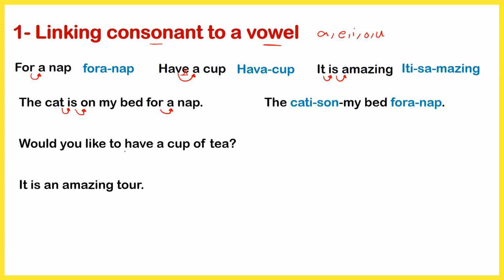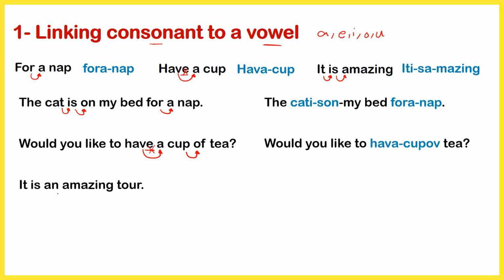Would you like to have a cup of tea? Of course E is silent, so we link V to A, and here we have P, we link it to O. So we pronounce it, "would you like to have a cup of tea?" Can you see "have a" and "cup of"?